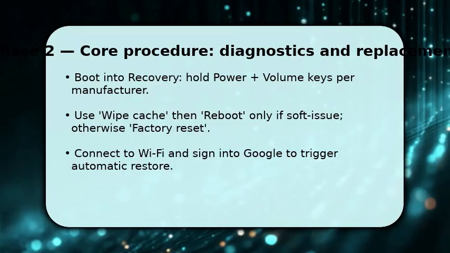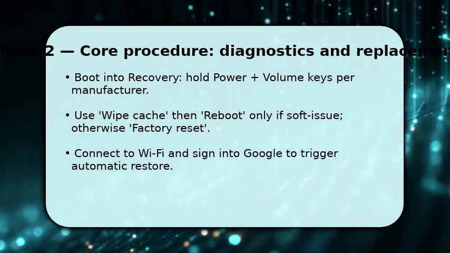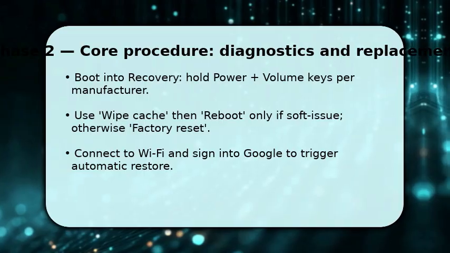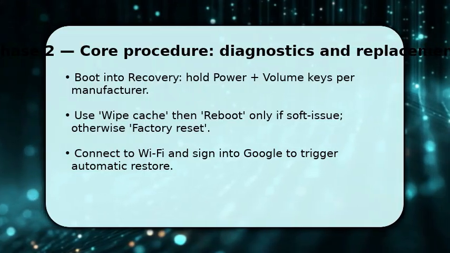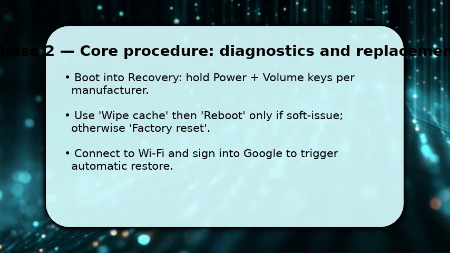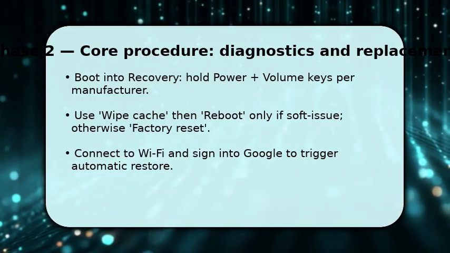You next access the recovery menu to regain control, hold power plus the appropriate volume key combo for your model, and enter recovery mode. From there, wipe the cache partition if the device had a soft issue. That's faster and preserves data. If a hard reset already occurred, choose Factory Reset and then reboot.